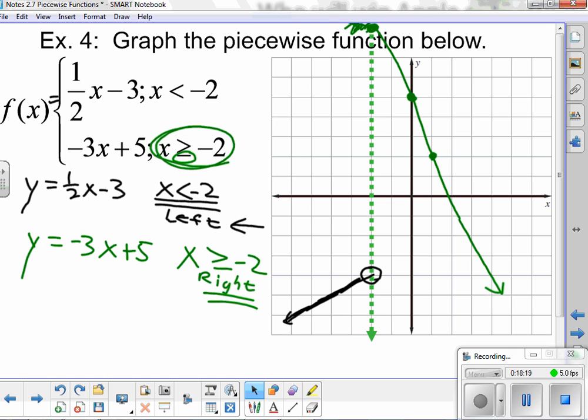If you look at it, it's actually pieces of 2 lines. So that's why it's a piecewise. All right, so that's it for the piecewise functions. You do have a test tomorrow, so be ready for it.